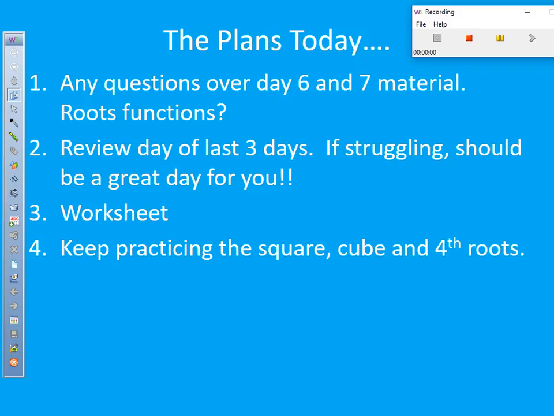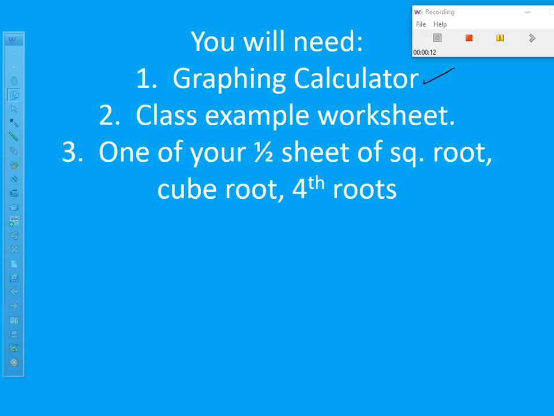Well, hello everybody. What I'd like to do with you today is review Chapter 6 with you. So what you'll need to have in front of you, you'll definitely need a graphing calculator. You'll need that Day 8 review class worksheet. And then also have in front of you one of those half sheets that we've been practicing, our square roots, our cube roots, and our fourth roots, because I'll review that a little bit with you also.